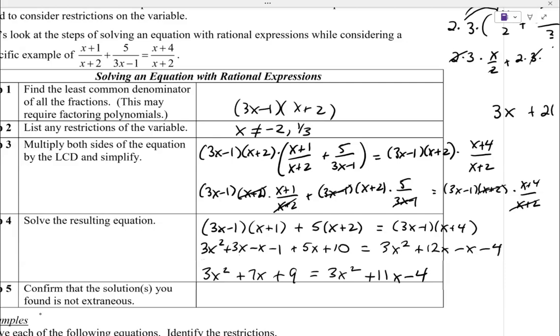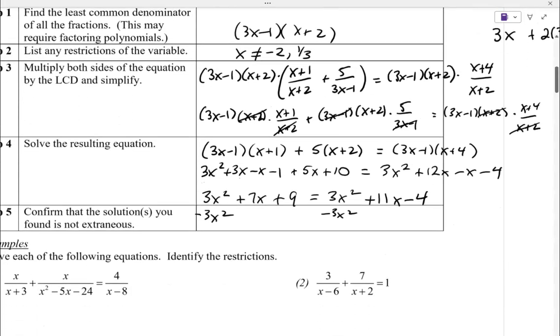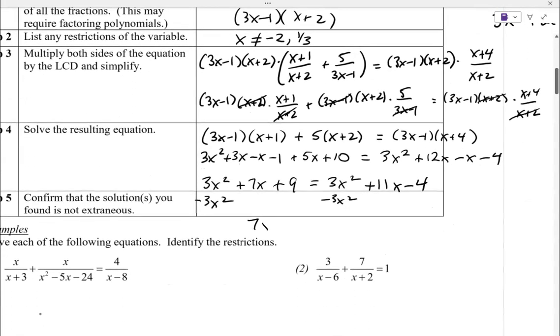All right. Notice now I've got a 3x squared on the left-hand side and a 3x squared on the right-hand side. So if you subtract 3x squared from both sides, what happens with those? They cancel each other out, don't they? If we do minus 3x squared on both sides, they just go away. So you get 7x plus 9 equals 11x minus 4.